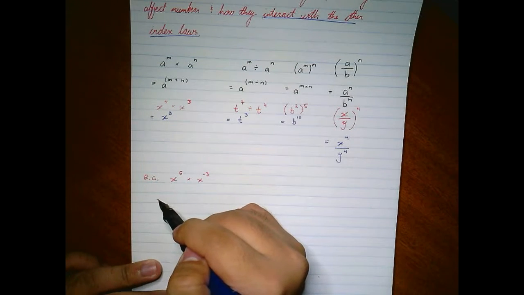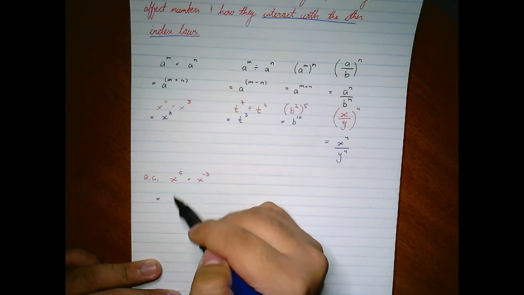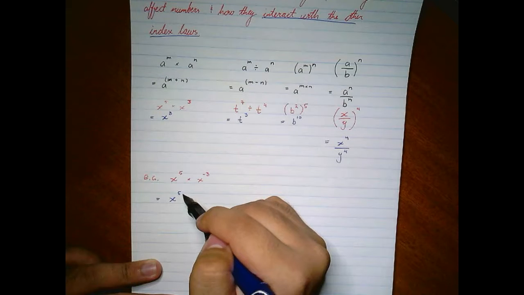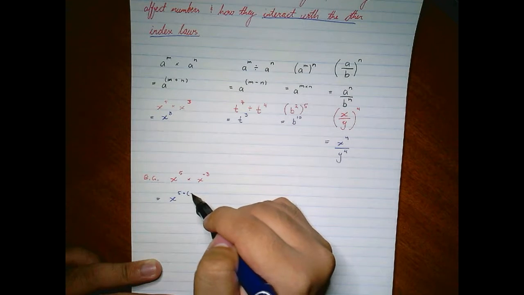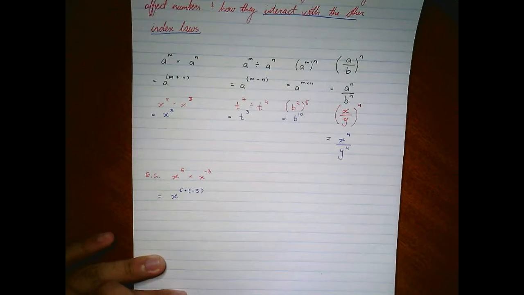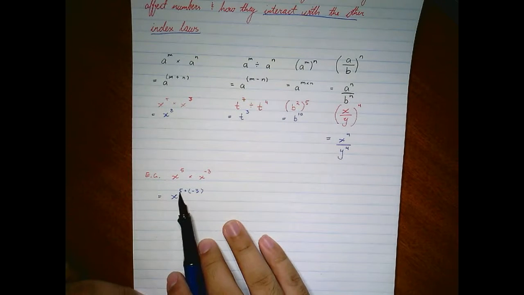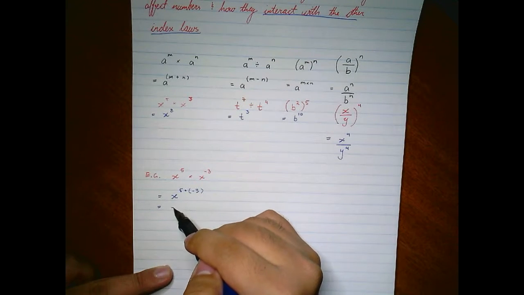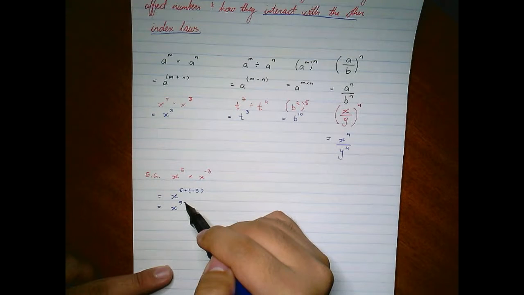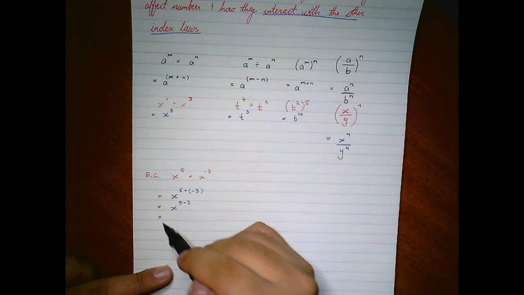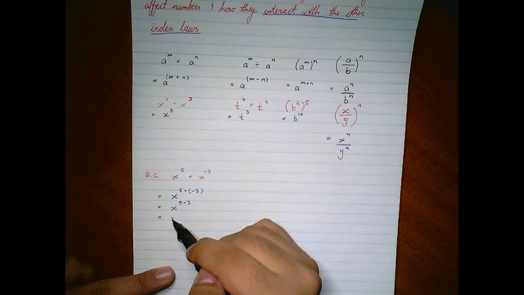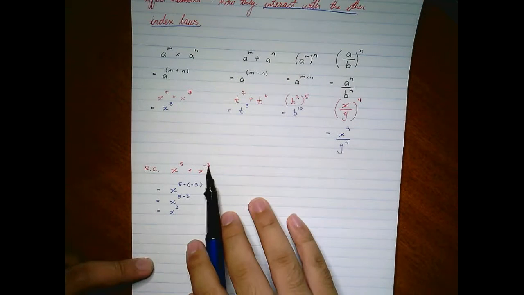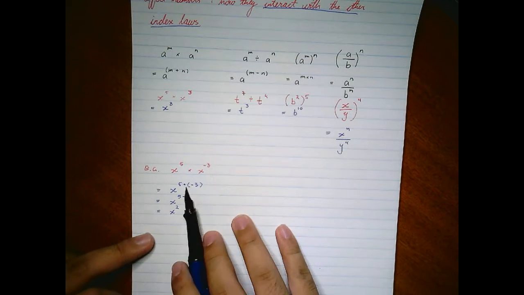So by that I mean this is going to be x to the power of 5 but we're going to add a -3. Let's think of that for a moment. 5 plus -3, well, really that's 5 minus 3, which is x squared. So as you can see, even if they're negative, they still add.